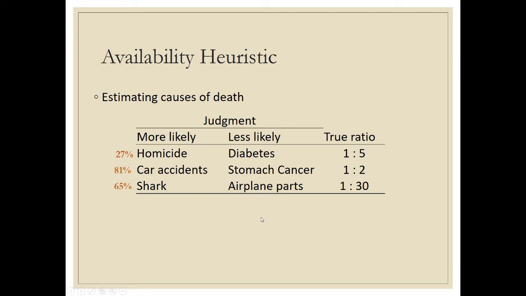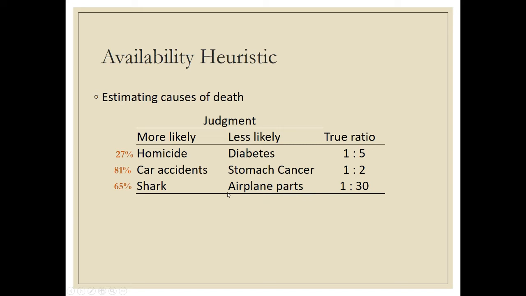Car accidents, right? The true ratio, more people die from stomach cancer, and airplane parts is the really surprising one, right? You're 30 times more likely to die from falling airplane parts than to die from a shark attack. Now, that doesn't mean that you really need to worry about falling airplane parts. It just means that you don't need to worry about shark attacks, right? Both of these are extremely unlikely, and death from shark attacks is so unlikely that it's even 1/30th as likely as something as rare even as falling airplane parts.